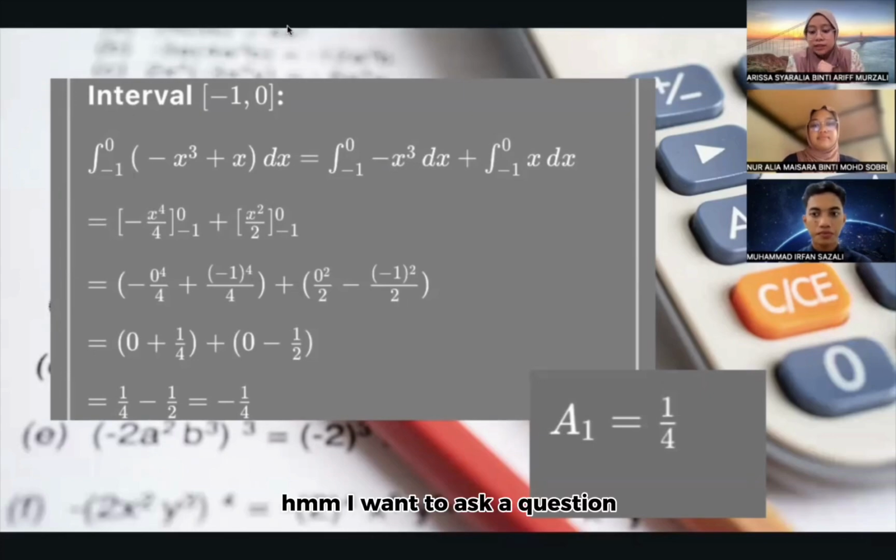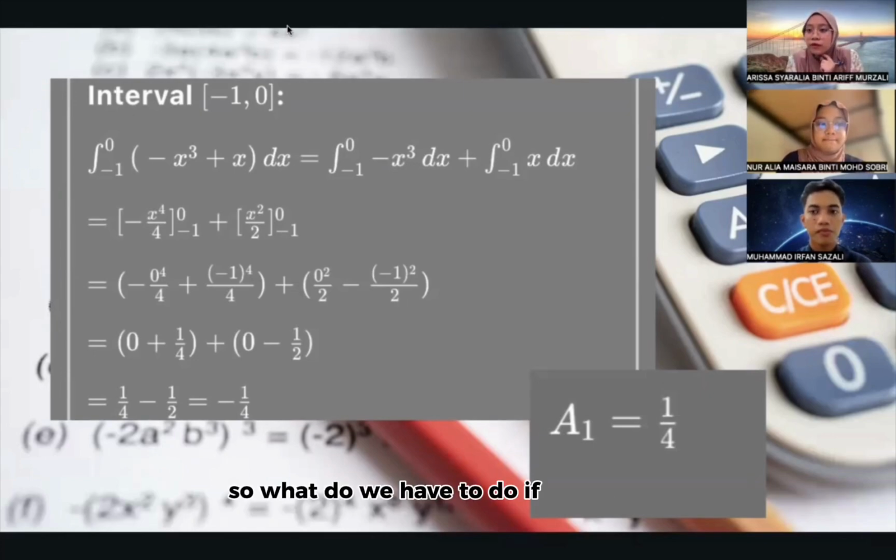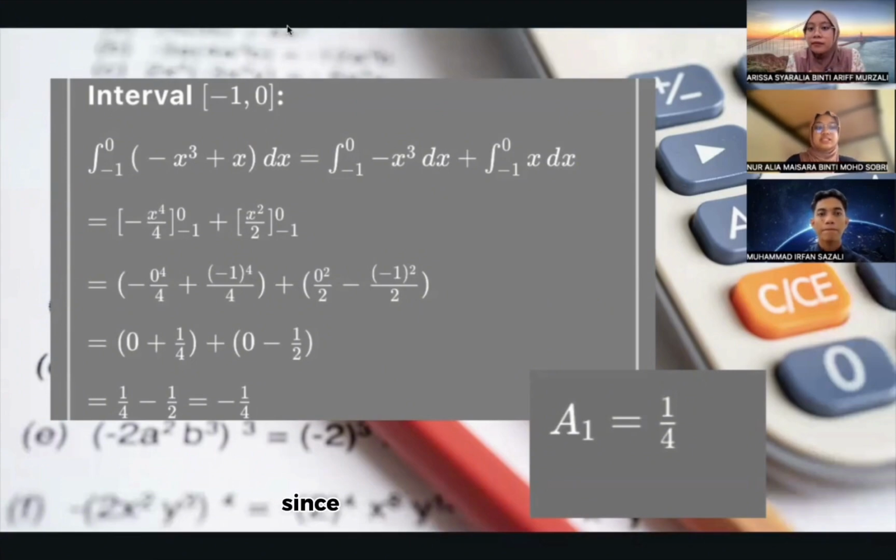I want to ask a question. What do we have to do if the area is negative? Since areas cannot be negative, we take the absolute value. Okay, thank you.